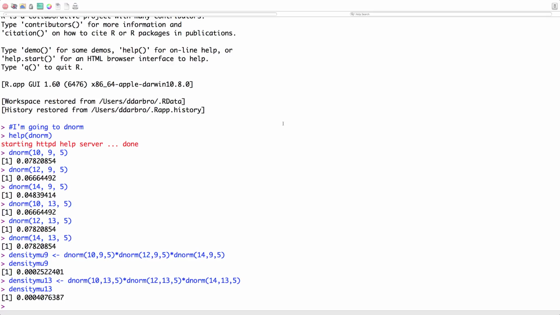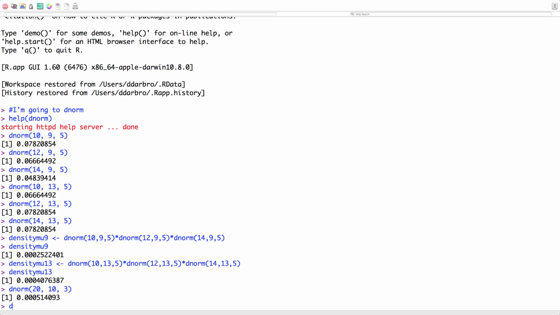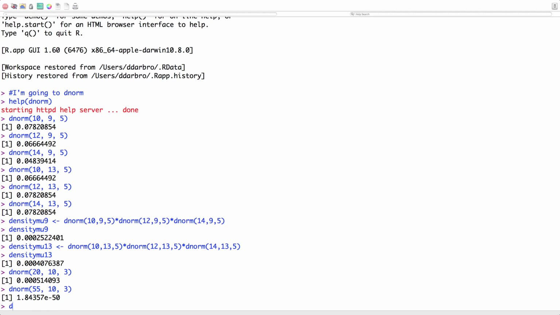So the first density I want to look at is the normal distribution. A value of 20, if our mean is 10 and our standard deviation is 3. And I want to look at the observation of 55. Mean of 10, standard deviation of 3, and d-norm of 30.